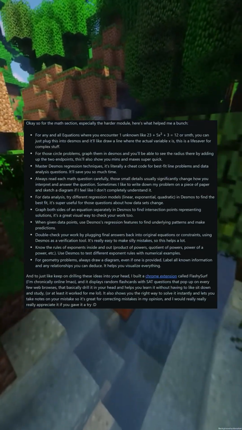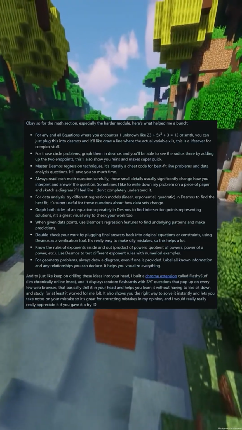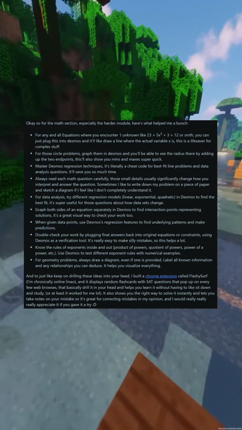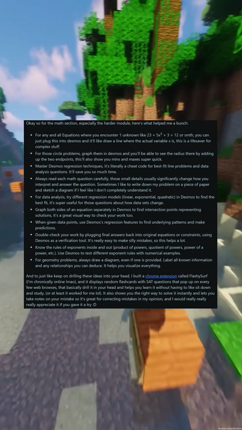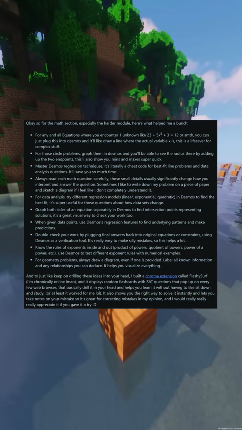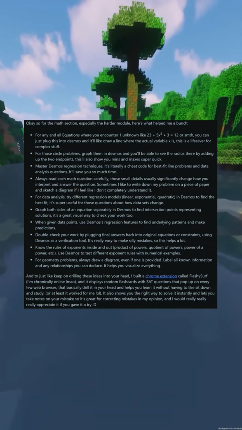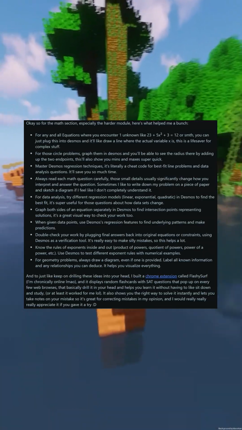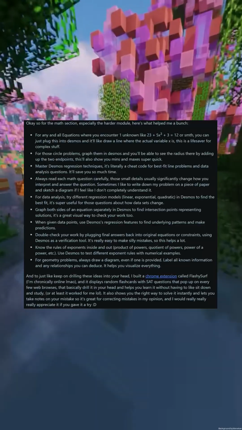When given data points, use Desmos's regression features to find underlying patterns and make predictions. Double-check your work by plugging final answers back into original equations or constraints, using Desmos as a verification tool. It's really easy to make silly mistakes, so this helps a lot. Know the rules of exponents inside and out: product of powers, quotient of powers, power of a power, etc. Use Desmos to test different exponent rules with numerical examples. For geometry problems, always draw a diagram, even if one is provided. Label all known information and any relationships you can deduce. It helps you visualize, to just keep on drilling these ideas into your head.